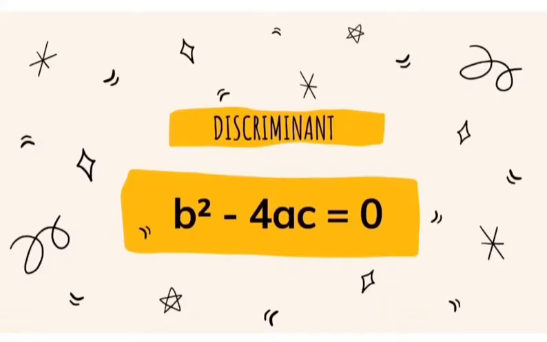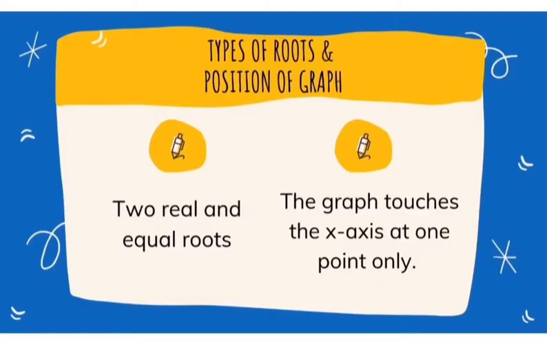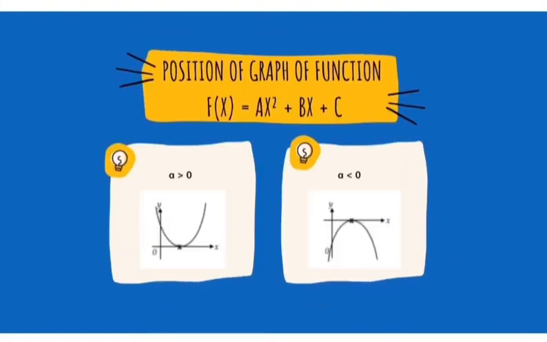The discriminant of two equal roots is b squared minus 4ac equals 0. Types of roots are two real and equal roots, while the position of the graph is that the graph touches the x-axis at one point only. Position of graph of function f(x) equals ax squared plus bx plus c.